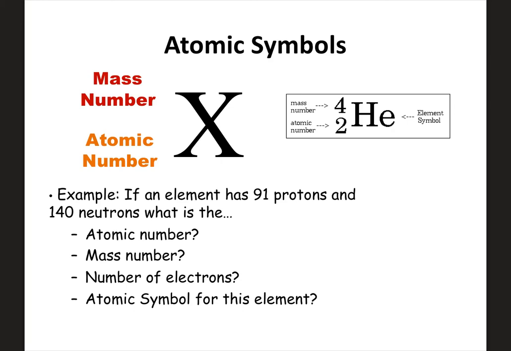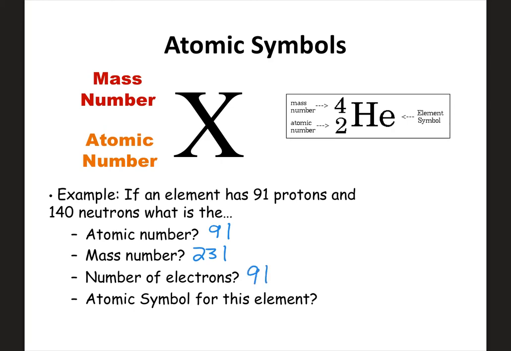So if we look at this example, it says an element has 91 protons and 140 neutrons, and you've got to answer these questions. So the atomic number is the number of protons, so it's going to be 91. And then it says mass number. Remember, mass number is protons plus neutrons. So they gave you protons, they gave you neutrons, just add them up. This should be 231. And then it wants to know the number of electrons. Again, this doesn't say anything about this having a charge, so protons must equal the number of electrons, so 91.